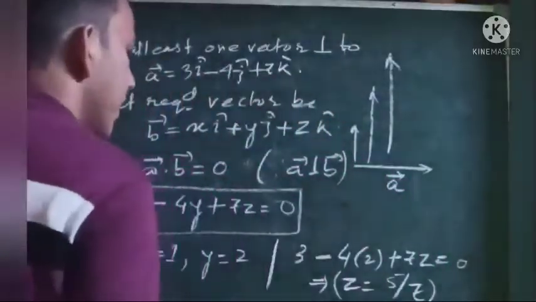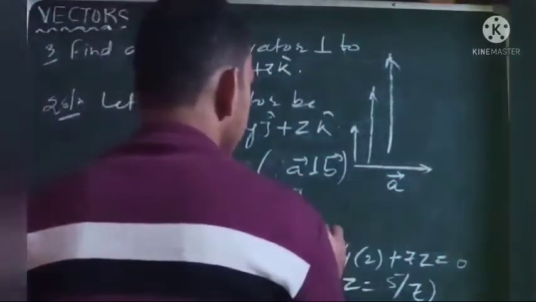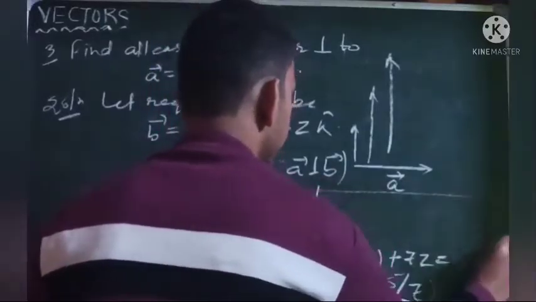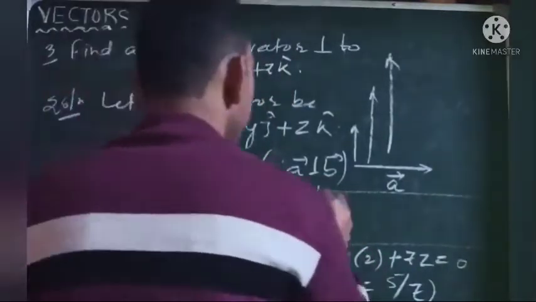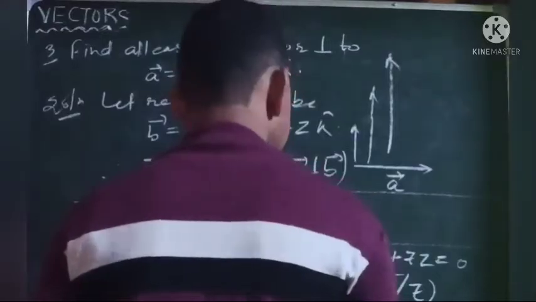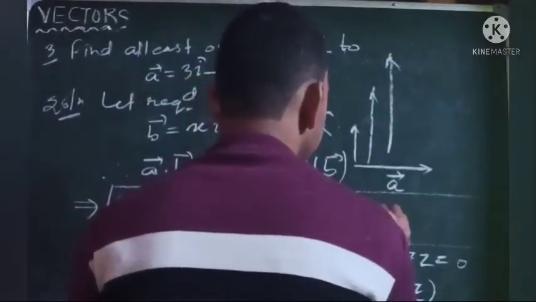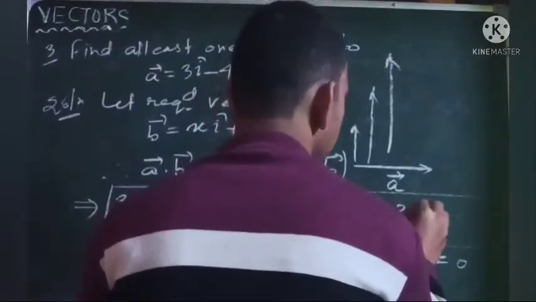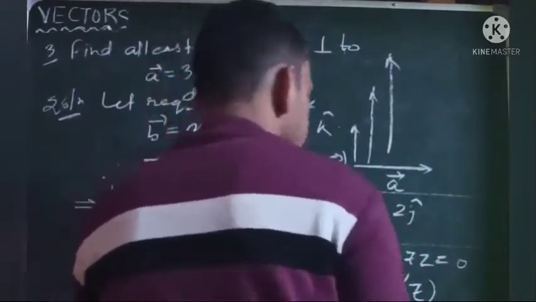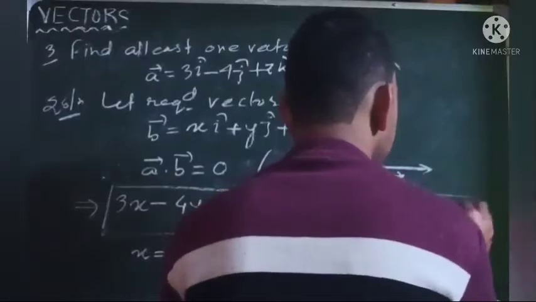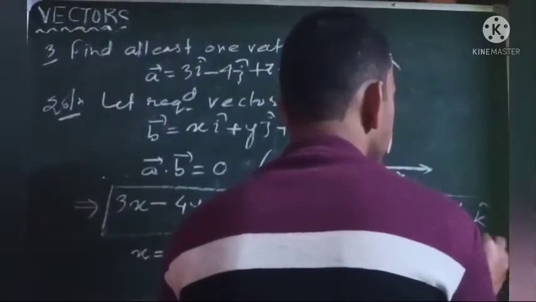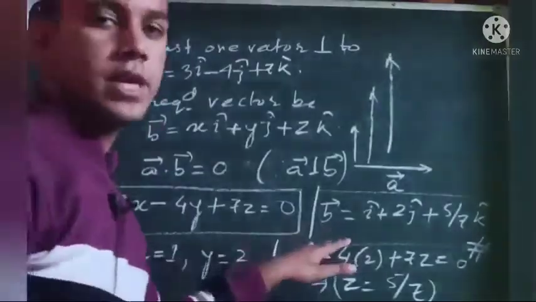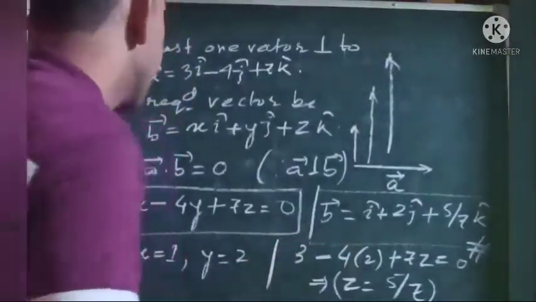So one of the required vectors is, we can write here, this B vector as x is 1, so i cap, plus y is 2 j cap, plus z is minus 5 by 7 k cap. So one of the required vectors is this. You may have different answers to this question.